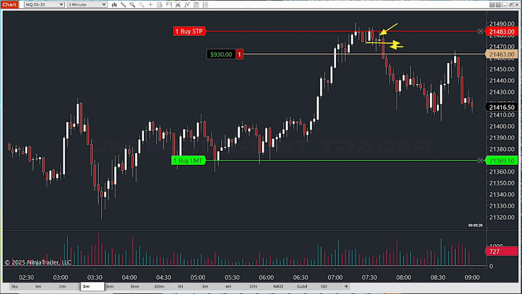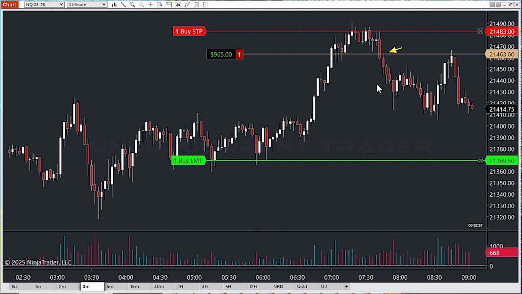Now, this level not only aligns with the break of structure I mentioned earlier, but now represents more than just a single technical event. It has become, I think, a solid part of the overall setup. As you can see, the trade played out as expected, hitting both of my profit targets with minimal drawdown along the way.